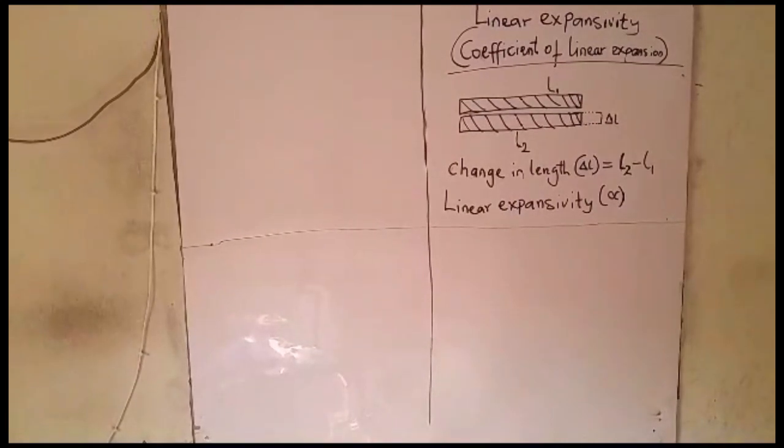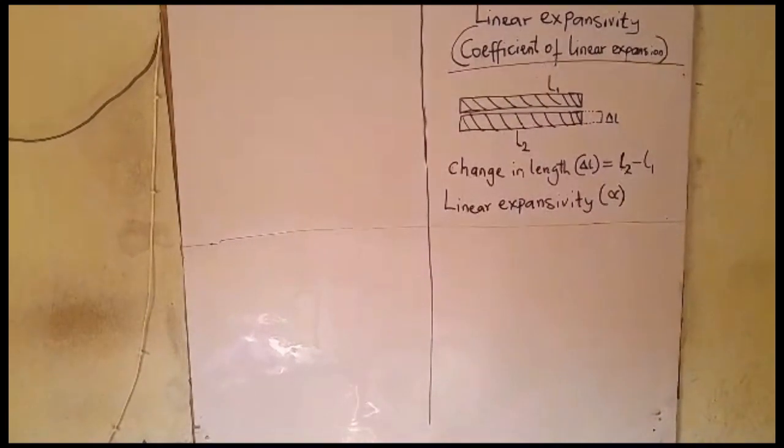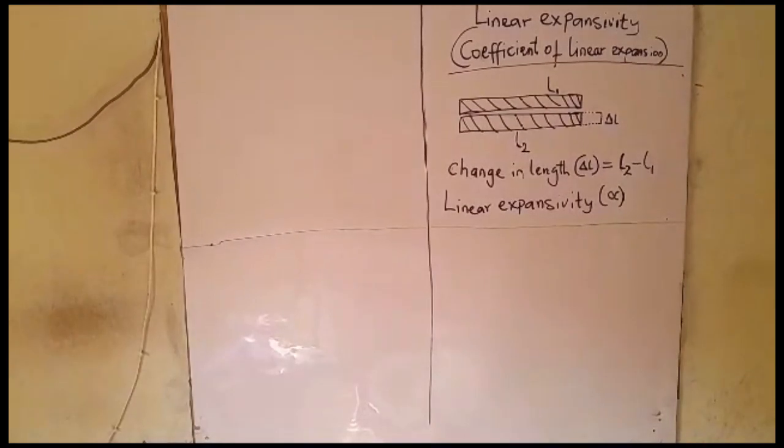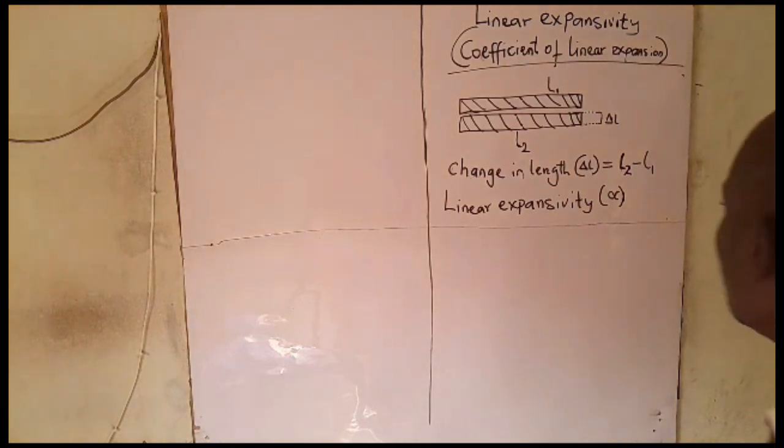Okay, in this class, we are going to be looking at how we are going to generate an expression for linear expansivity, or what we call coefficient of linear expansion. And after we are done with that, we will still look at how we can get an expression for the final length of the material when it must have expanded. So that is the equation we are going to look at briefly so we can generate that.